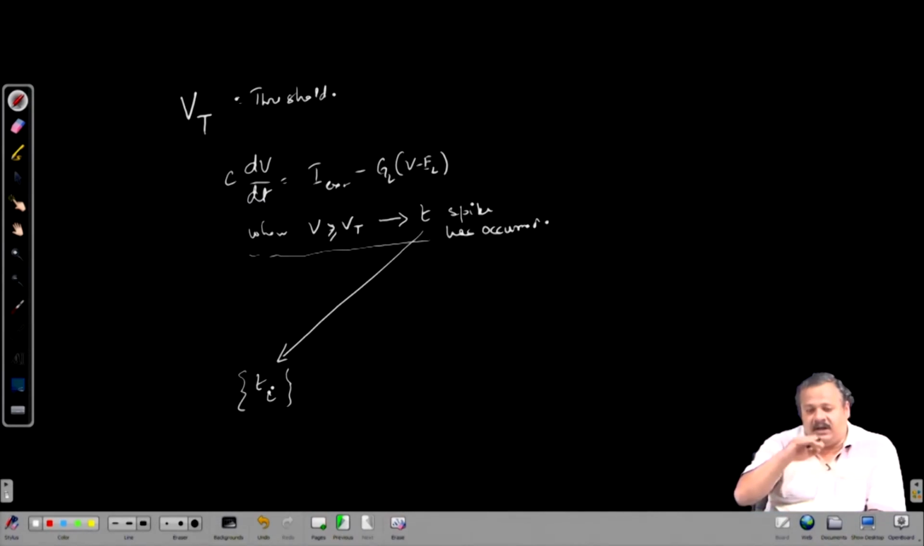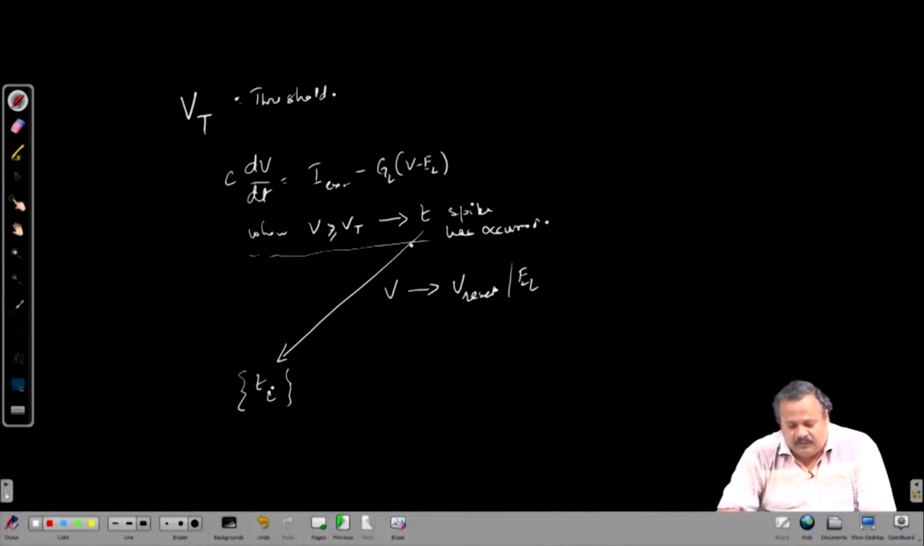Let us say somehow the voltage has integrated up to V t and there is an action potential. What do we do next? At the point when that action potential happens, we set V back to V reset, which usually is the E leak or the resting membrane potential. It can be varied depending on the kind of model that we are trying to build.